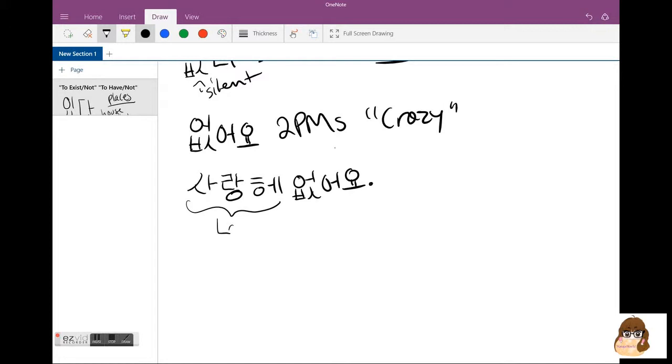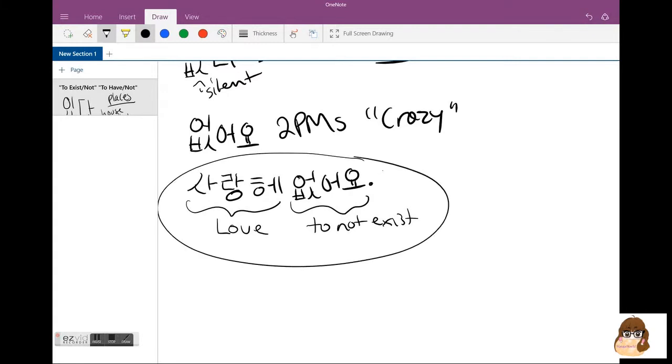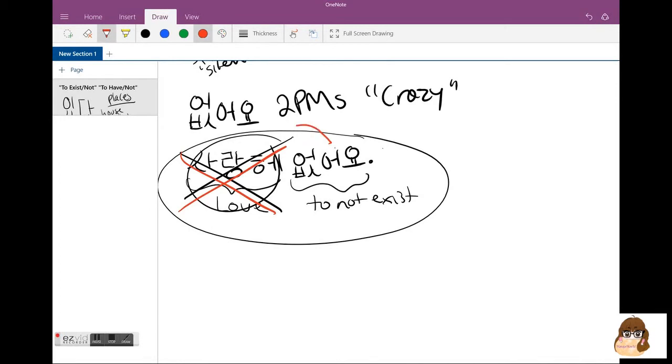But you know, sarang meaning love, and then to not exist. I believe that's how you'll write it, like love does not exist. And they'll probably make it more intricate, like saying love does not exist between you and me, and they'll probably add that there, but that's one way, basic form. That's basically what they're saying. They're canceling out this subject. So, this cancels this. Is what I'm basically saying.